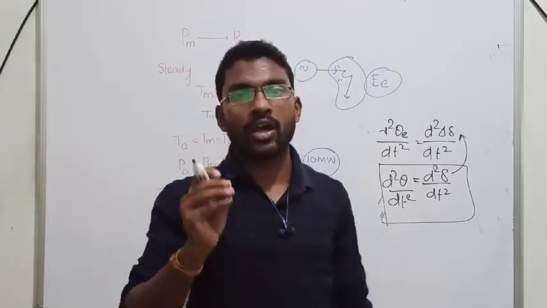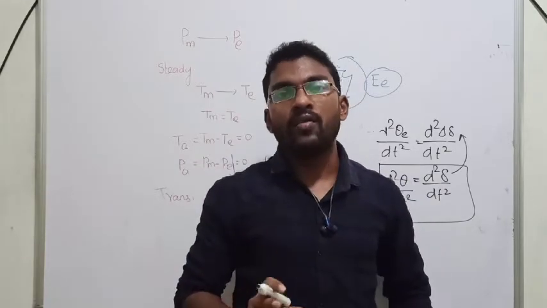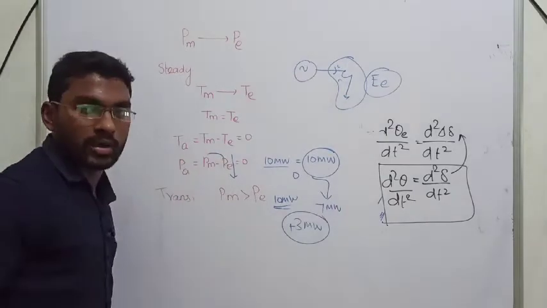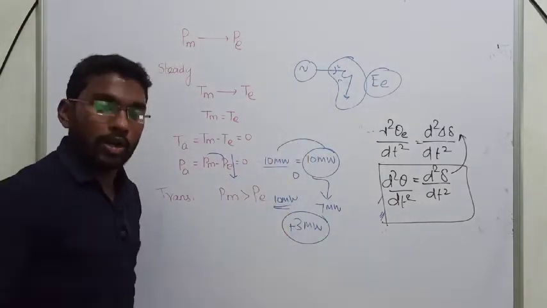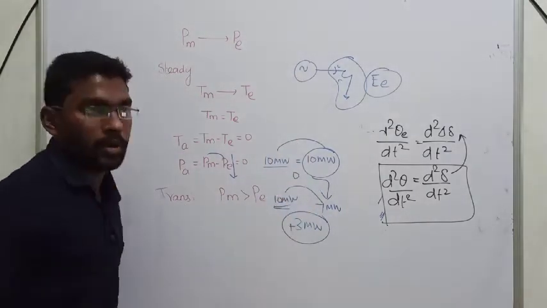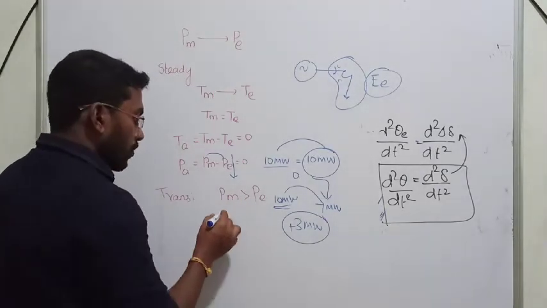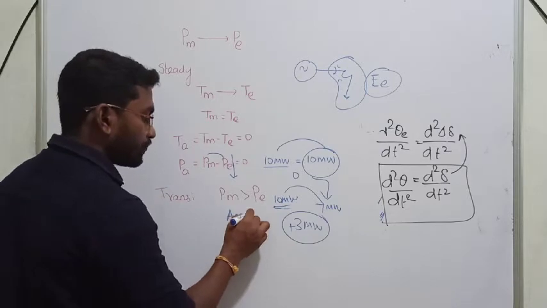This kinetic energy you can observe inside the alternator when there is a fault. Under steady state, your power will be completely utilized by the consumer. 10 megawatt will be completely delivered. But during the fault only, we are facing this problem. So the conclusion is, mechanical power is going to be greater than the electrical power, and your machine starts accelerating.